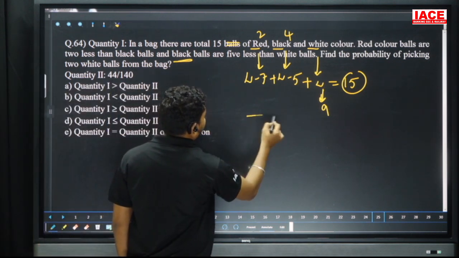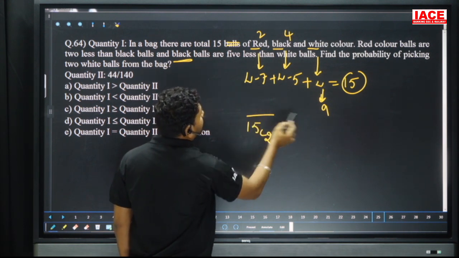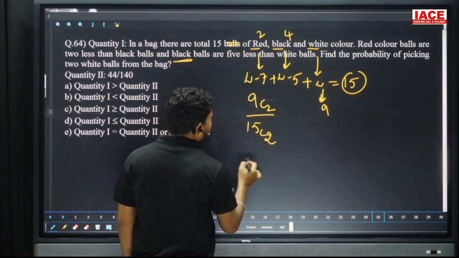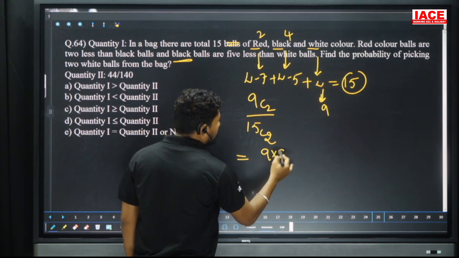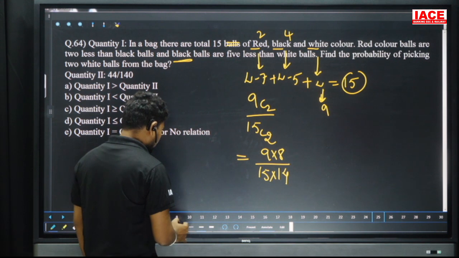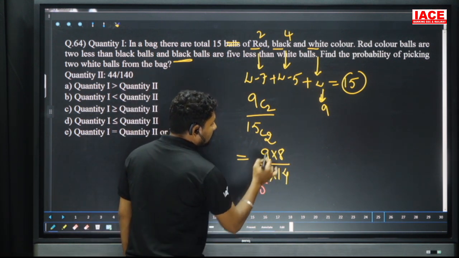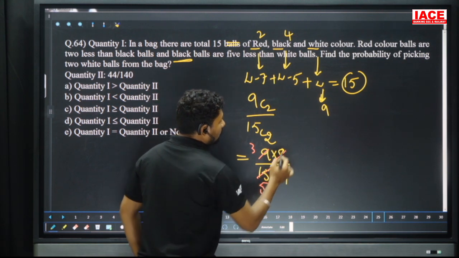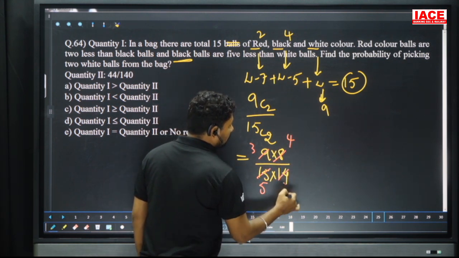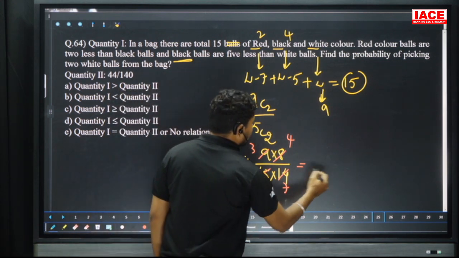So total 15 balls are there, out of which 2 balls are required. The balls should be white balls. White balls are how many? 9C2, and we are cancelling this: 9 into 8 by 15 into 14. Try to cancel the numbers here. 3 5s are 15 and 3 3s are 9. 2 4s are 8, 2 7s are 14. Here 7 5s are 35.